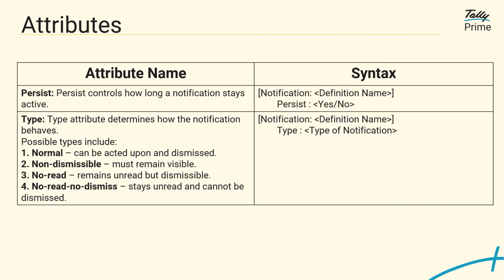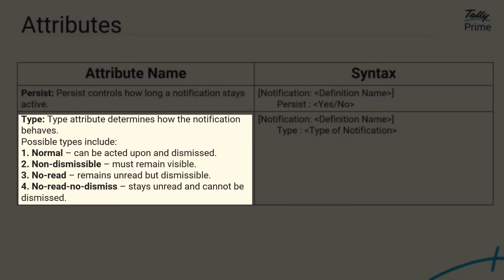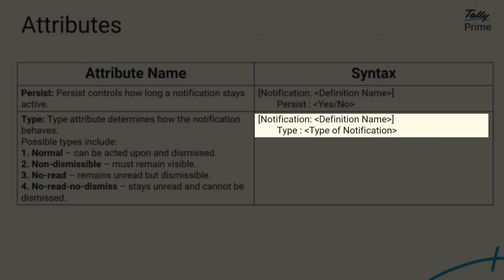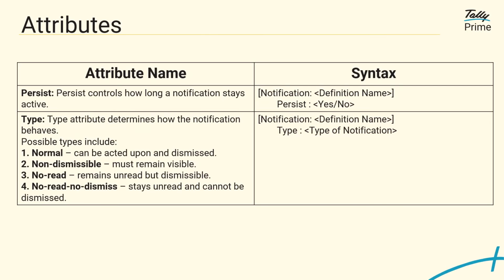Next is the type attribute, which determines how the notification behaves. Possible types include: normal, can be acted upon and dismissed; non-dismissible, must remain visible; no read, remains unread but dismissible; no read, no dismiss, stays unread and cannot be dismissed. The syntax for this is shown on your screen. Each type allows you to tailor the notification's behavior based on its importance.